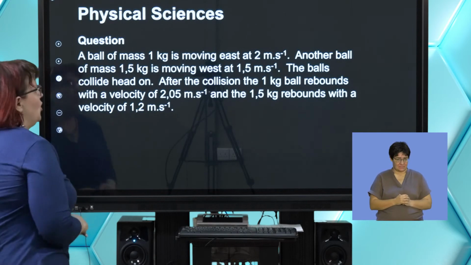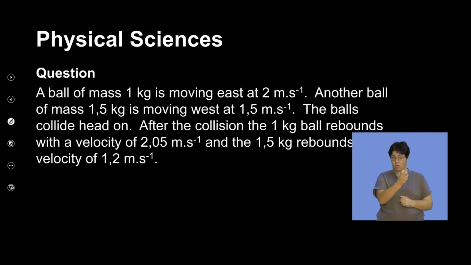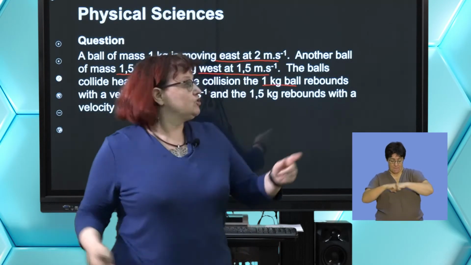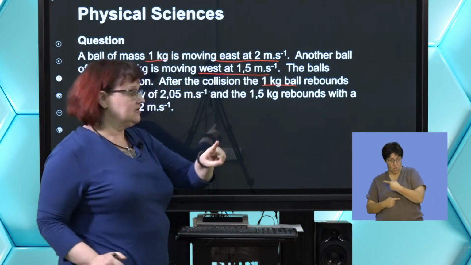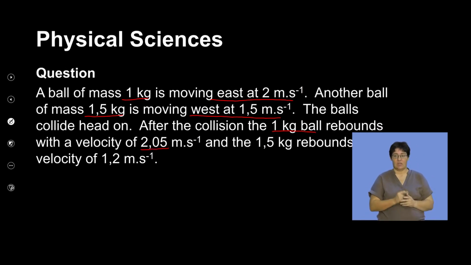Here's the first one. We have a ball of mass 1 kilogram moving east at 2 meters per second. Another ball of mass 1.5 kilograms is moving west at 1.5 meters per second. The balls collide head-on. After the collision, the 1 kilogram ball rebounds. Rebounds means that it changes direction. So it was going east, now it's going west with a velocity of 2.05, and the 1.5 kilogram ball rebounds at 1.2. So it was going west, now it's going east.